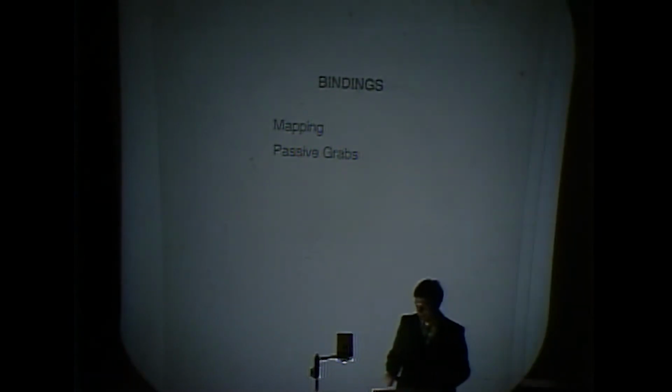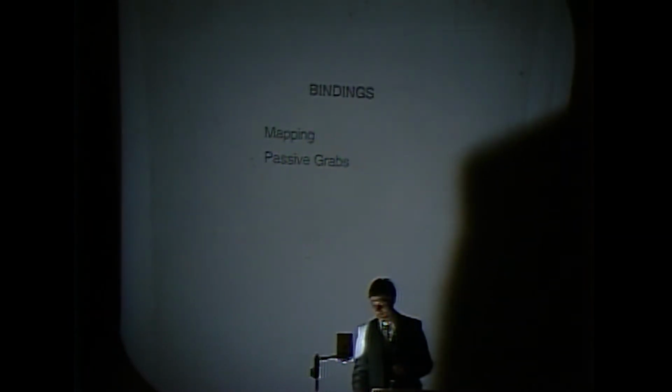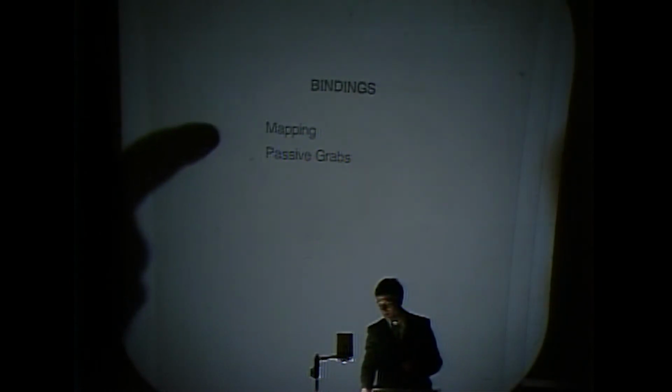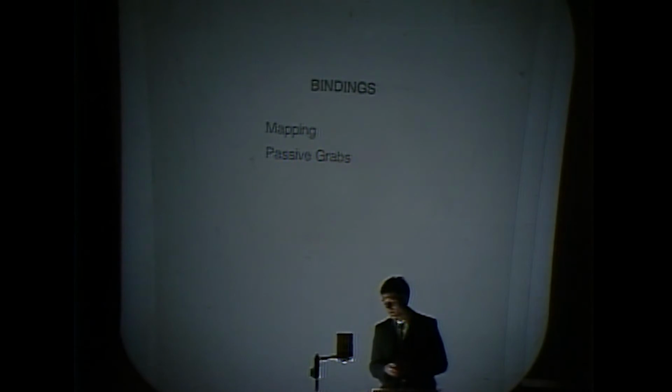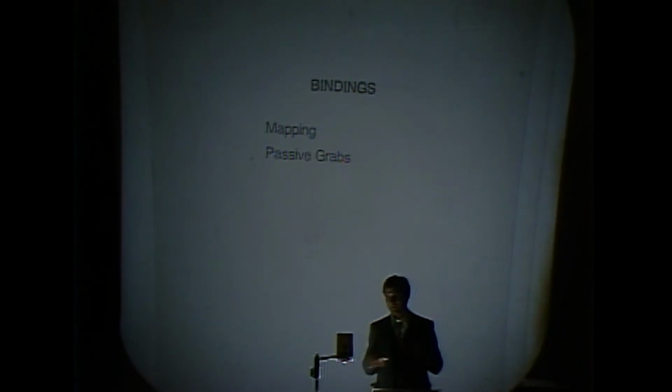We have bindings, this sort of generalized translation thing, which can do simple translation, such as mapping an X, and they can also do something more complicated. For example, for the passive grab, you can implement a binding which, when it sees a certain button and modifier combination, will activate the grab.